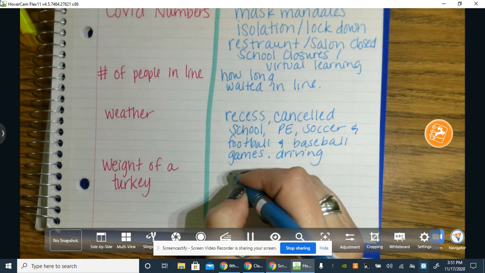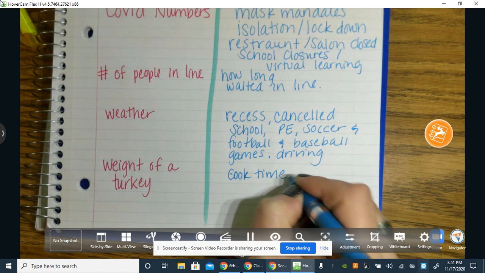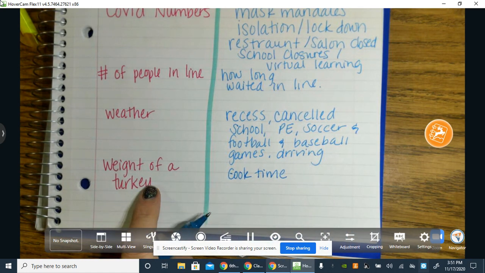So cook time is our dependent variable. It depends on how big the turkey is. Normally they say it's about 20 minutes per pound to cook a turkey. 20, 25, it depends on who you talk to. So if I had a 10-pound turkey, we're looking at 200 minutes. Let's just round that off. So that's roughly over three hours.